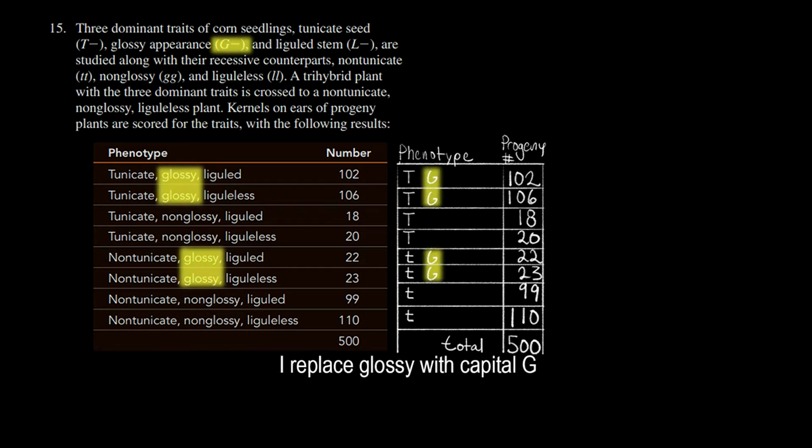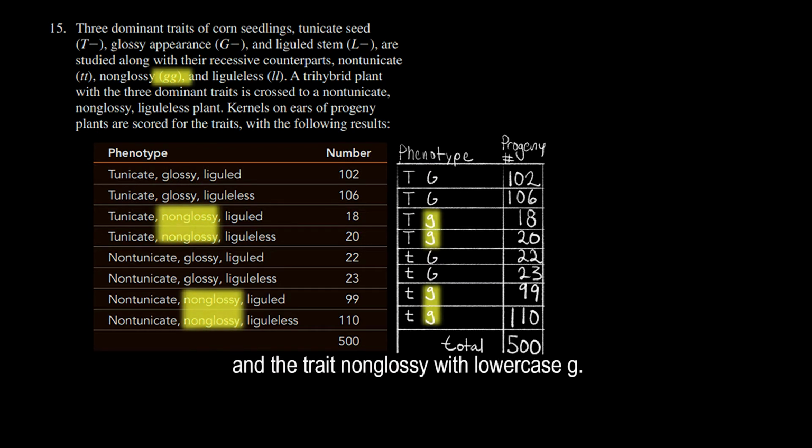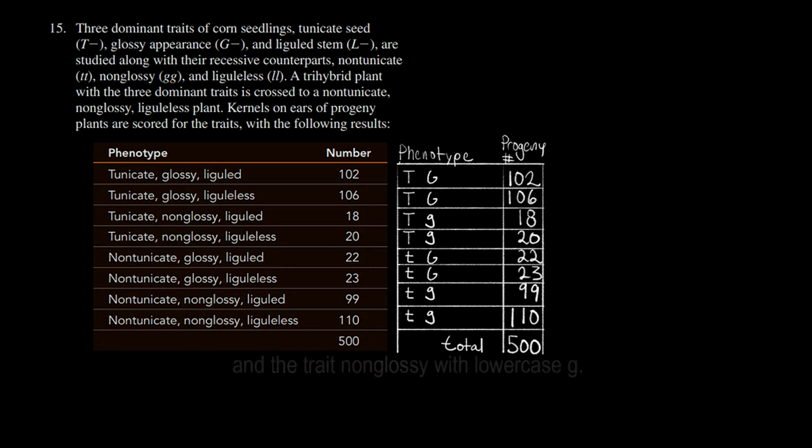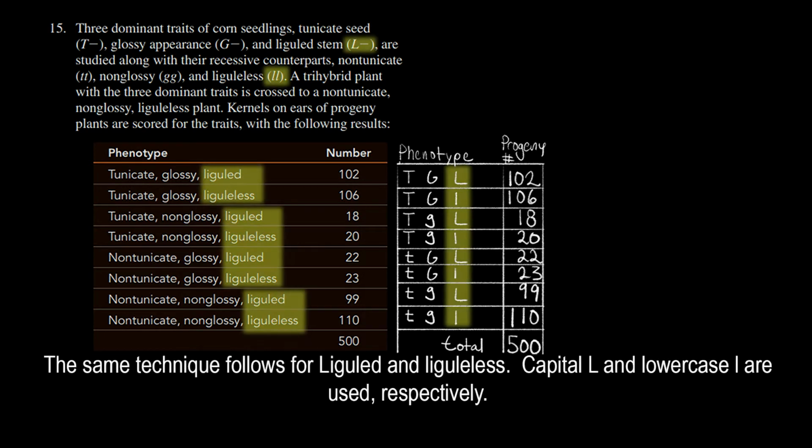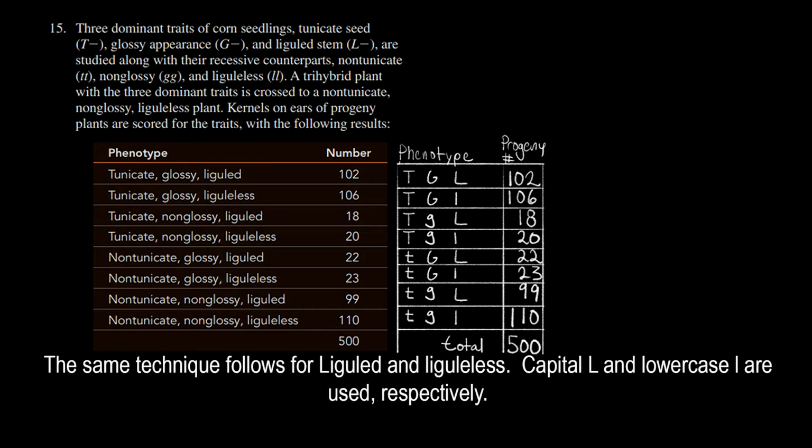I replace glossy with capital G and the trait non-glossy with lowercase g. The same technique follows for legold and legalless. Capital L and lowercase l are used respectively.